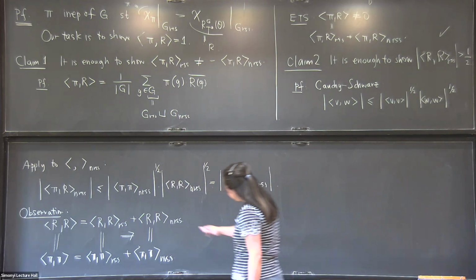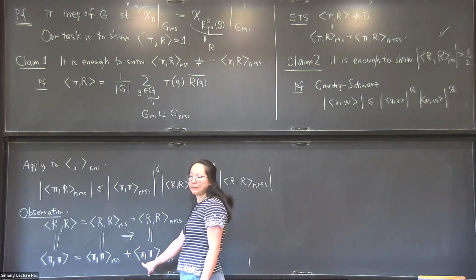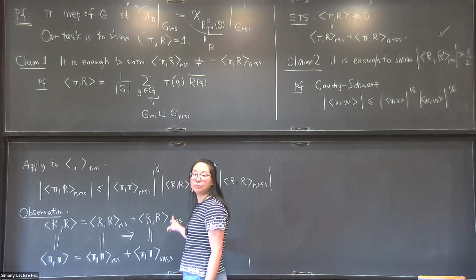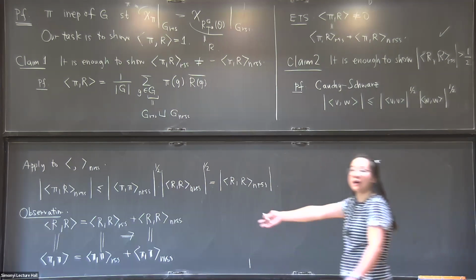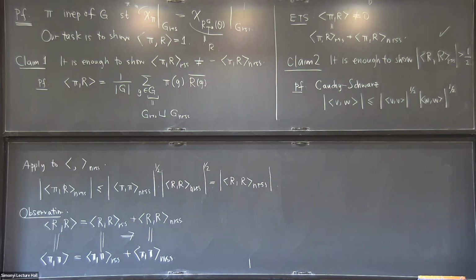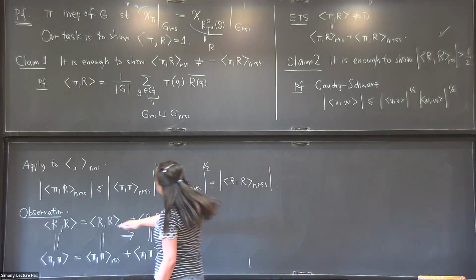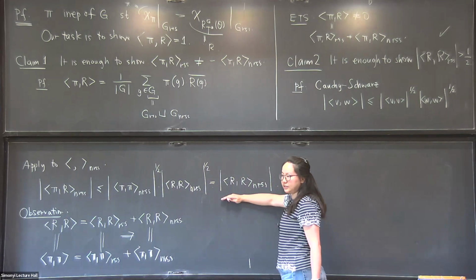So a remark: knowing that these two things are equal is not the same as knowing that R is the same as pi on the not regular semi-simple part, right? This is an averaging of a bunch of stuff. This is an averaging of a bunch of stuff. So it's just saying the average is the same. Okay, so now what we have is that this mysterious thing is less than or equal to this mysterious thing.